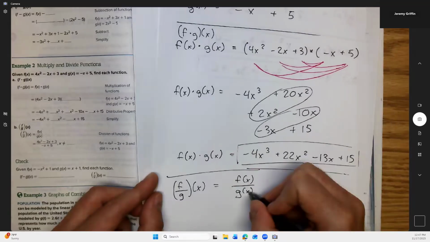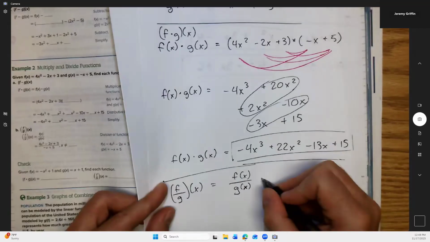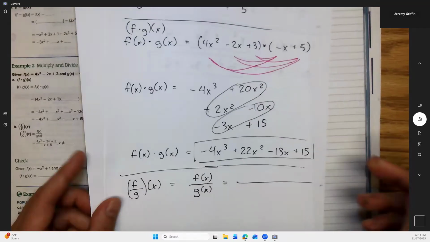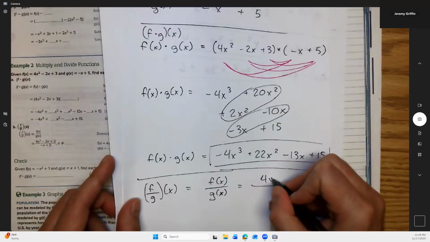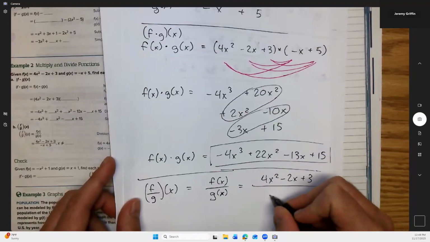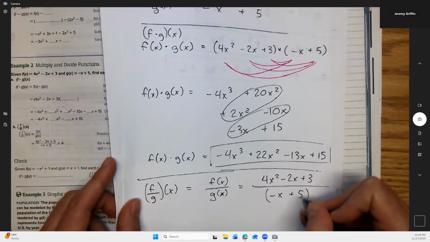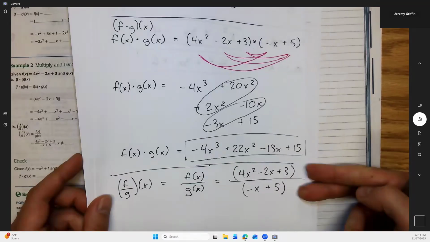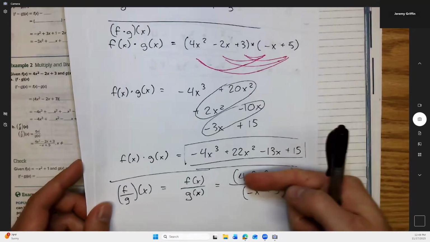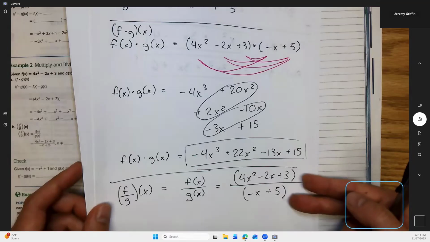I think it makes more sense to write it out that way. Okay, well, that would just be 4x squared minus 2x plus 3, all divided by negative x plus 5. Right. Now, a lot of times when I see something like this, I wonder if I can factor apart that numerator. A lot of times these are set up in such a way that it'll actually cancel out with the denominator.